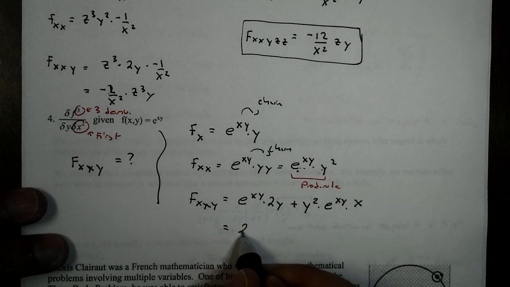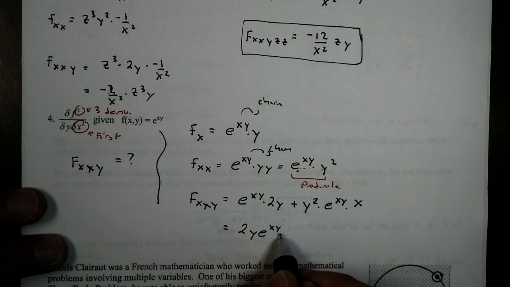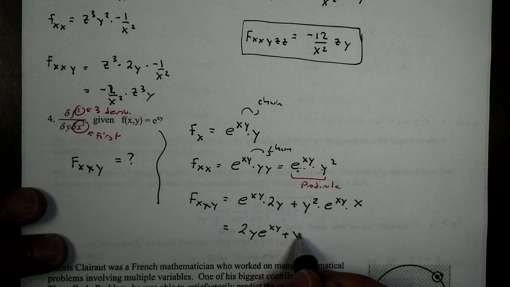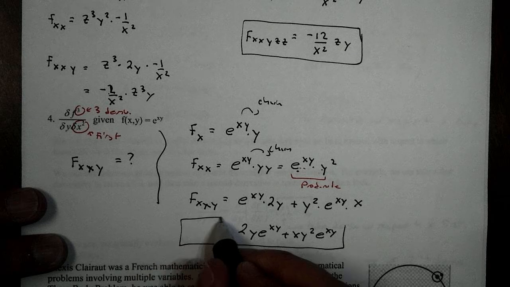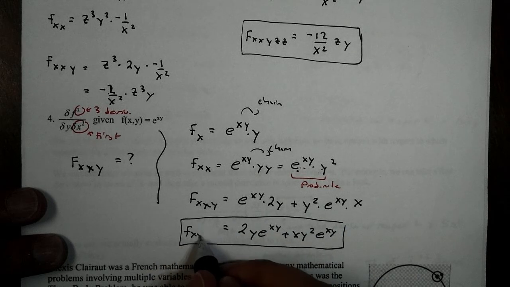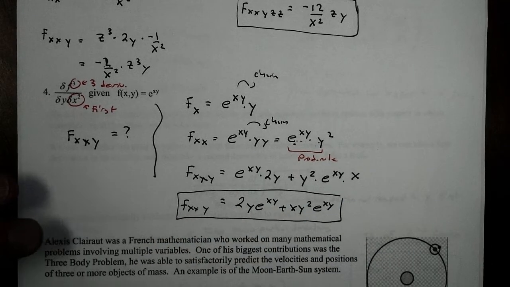And if you want to clean it up, we can write this as 2y e to the xy plus xy squared e to the xy. And you can factor that out if you want. And of course, that is our third partial derivative right there.